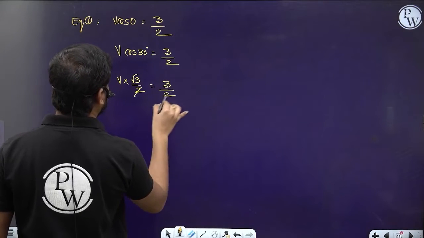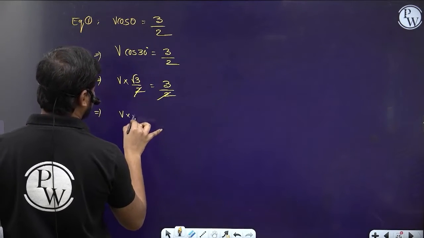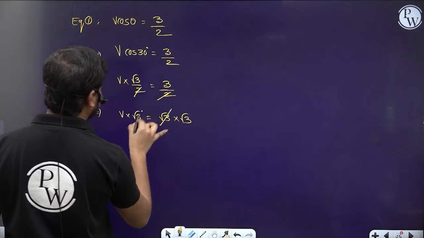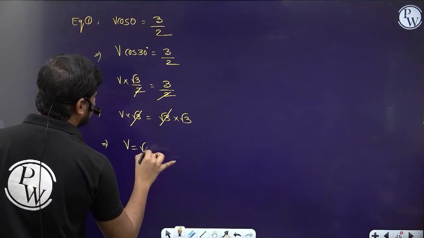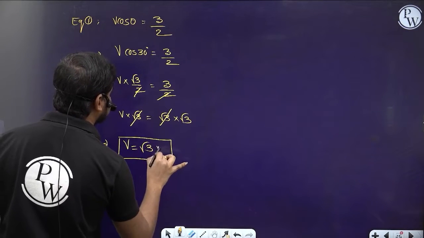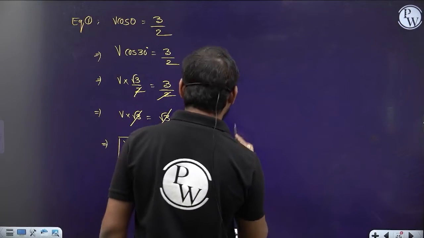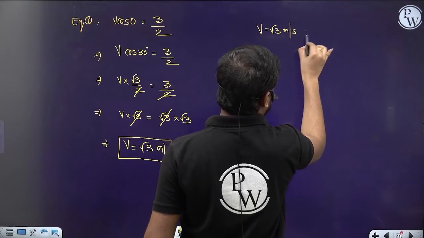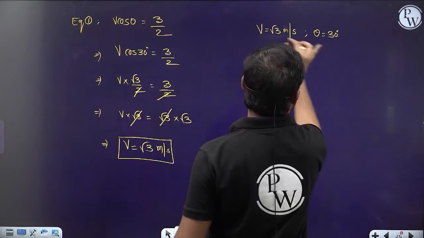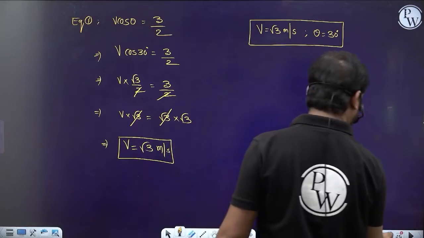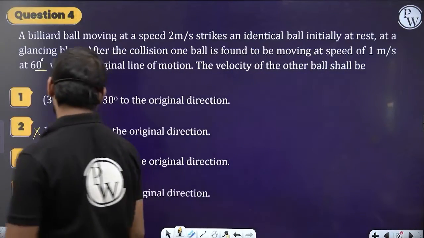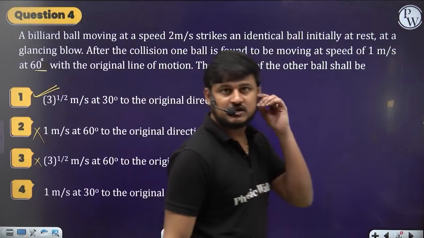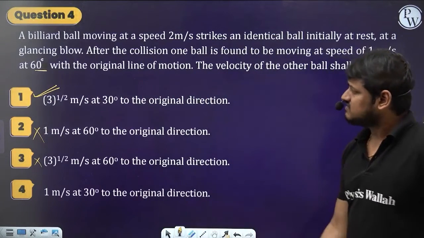From here 2 cancels. So v into root 3 is equal to 3, and I can write 3 as root 3 into root 3. So root 3 gets cancelled and we get root 3 meter per second. So finally, the second ball's velocity is root 3 meter per second and the angle is theta 30 degrees. Check this option: the second ball should move with a velocity of 3 power 1 by 2 at an angle of 30 degrees to the original. Clear? Understood guys? Simple question.